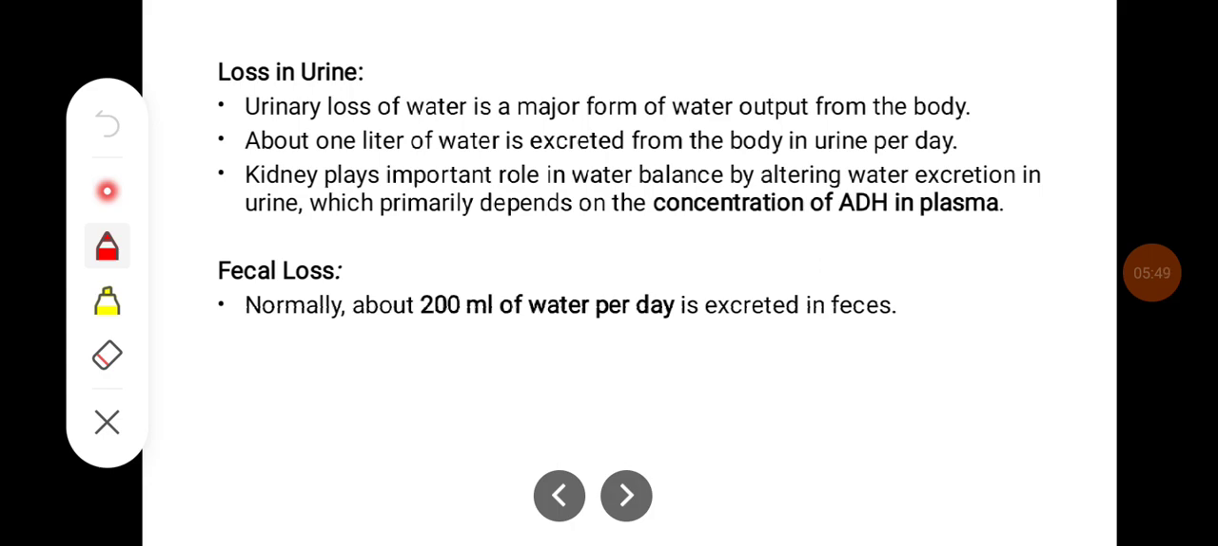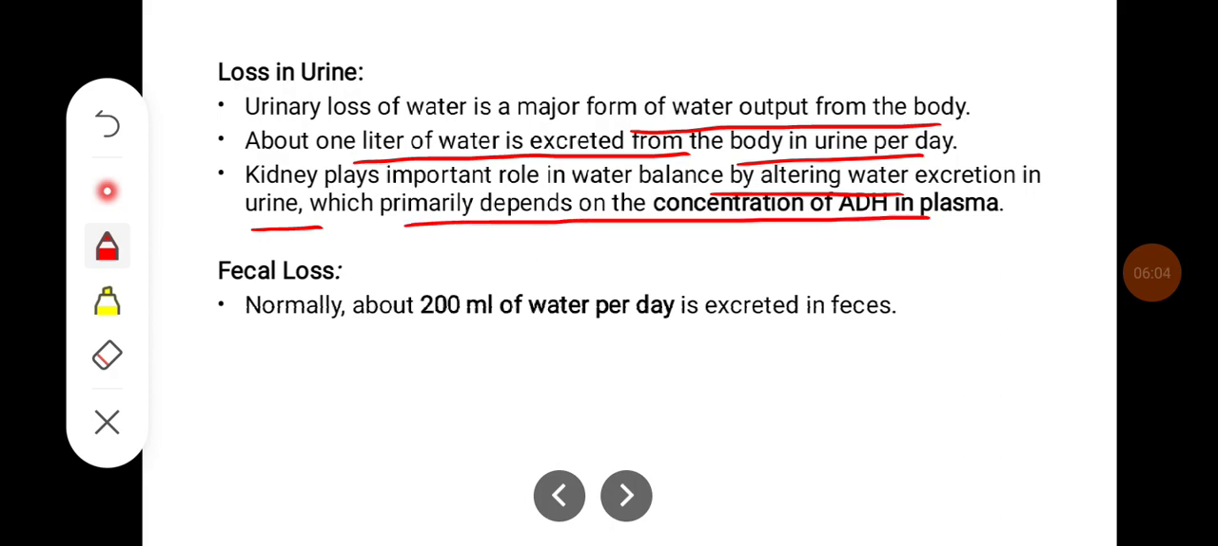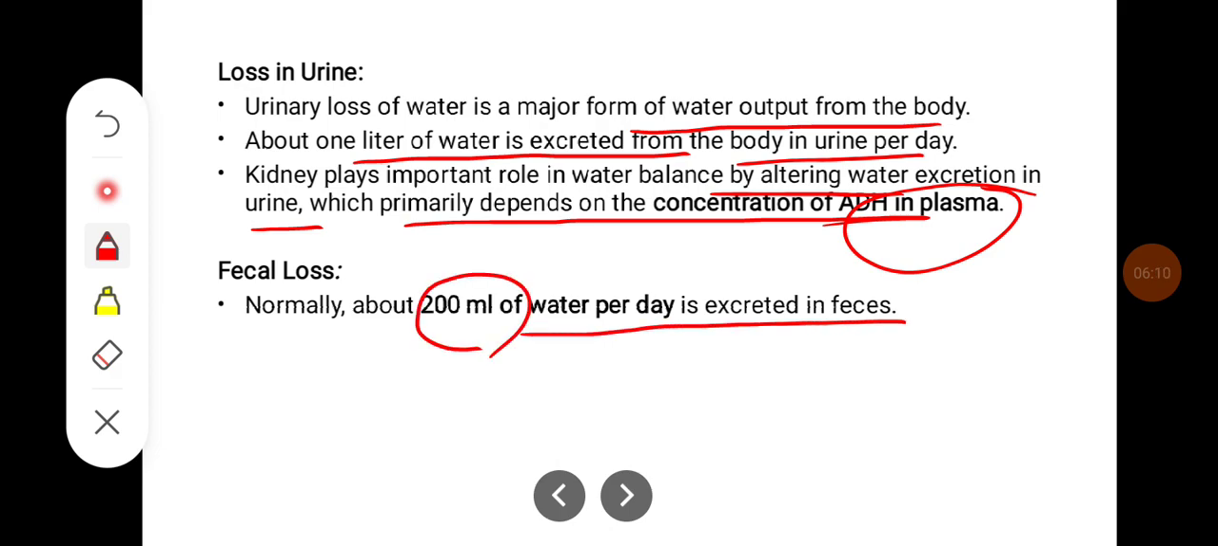Urinary loss of water is a major form of water output from the body. About 1 liter of water is excreted from the body in urine per day. The kidney plays an important role in water balance by altering water excretion in urine, which primarily depends on the concentration of ADH in the plasma. Normally, about 200 ml of water per day is excreted in the feces.